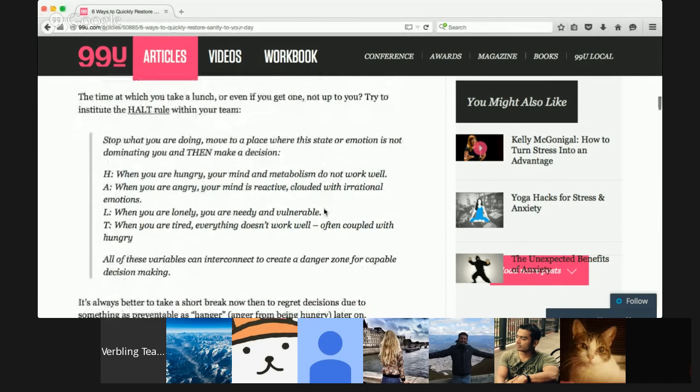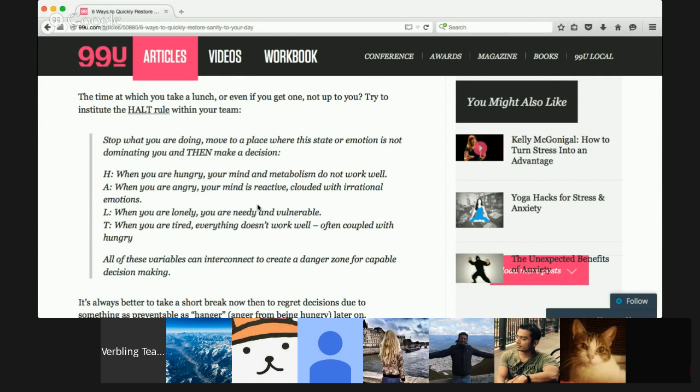Masha, the time at which you take a lunch. Okay, the time at which you take a lunch, or even if you get one, not up to you. Try to institute the HALT rule within your team. Stop what you are doing, or move to a place where this state or emotion is not dominating you, and then make a decision. H.